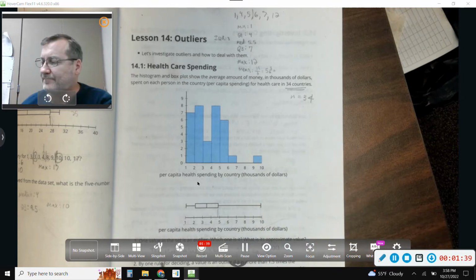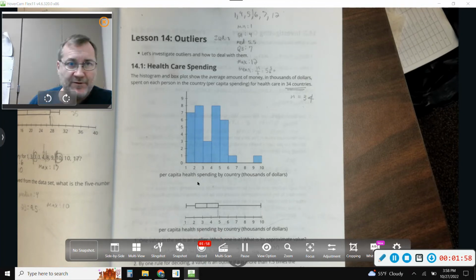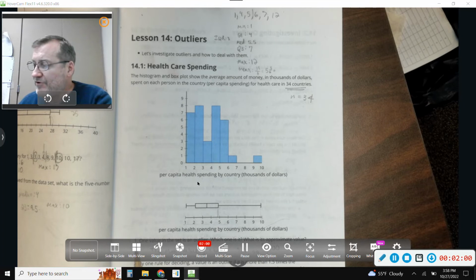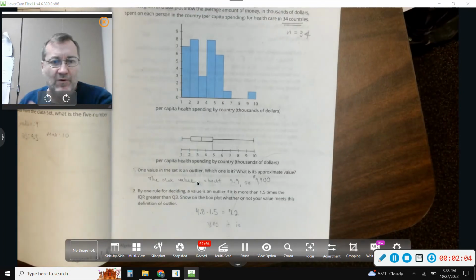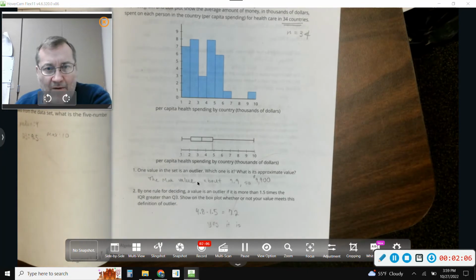All right. And it's the same idea down here, just a different representation of it. As you can see, 50% of all the countries lie between 2 and about 4.8 thousands. So between a little over $2,000 and $4,800 per person per year. Now, that's the first question here. It says one value of the set is an outlier. Which one is it? What's its approximate value?